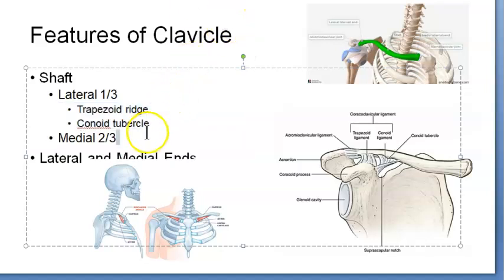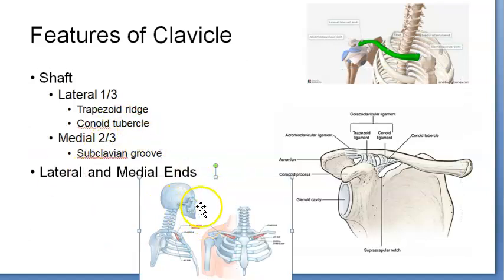Then coming to medial 2/3, what did you learn? Medial 2/3, we learnt that there is subclavian groove, okay. What else did we miss? This much if you write, I'm hoping you should get marks, okay.